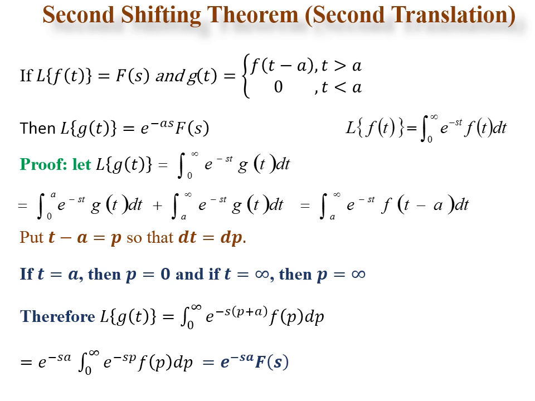e to the power minus sa we take outside, and we have the rest part of the integral, that is 0 to infinity e to the power minus sp f(p) dp. So we compare with the definition of the Laplace transformation, and we get here e to the power minus sa F(s). Thus the second shifting property is proved.